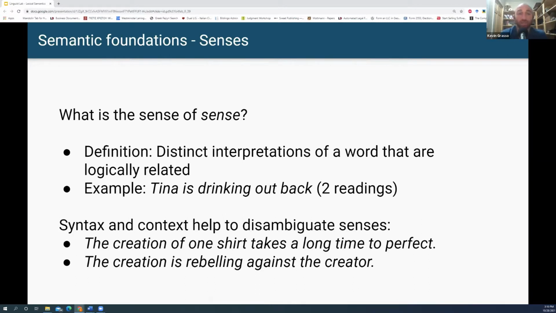So the question is whether these are two different senses of the word drinking. It is two different interpretations. One is specific to drinking alcohol. One is drinking anything.